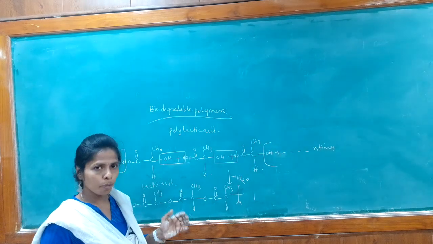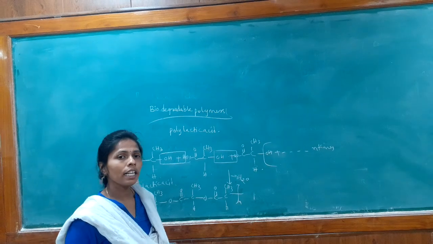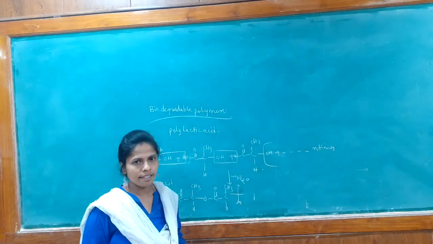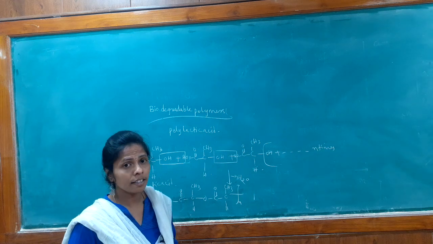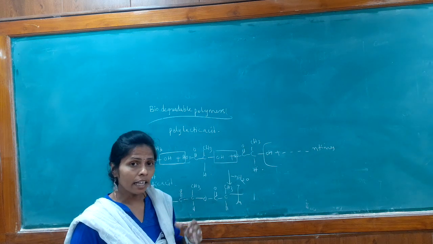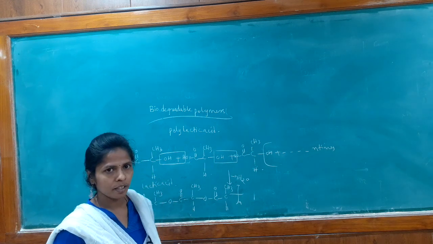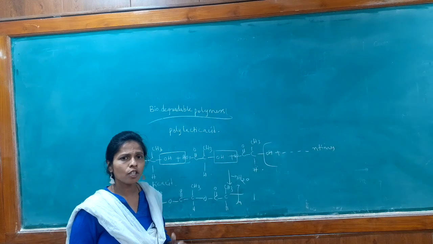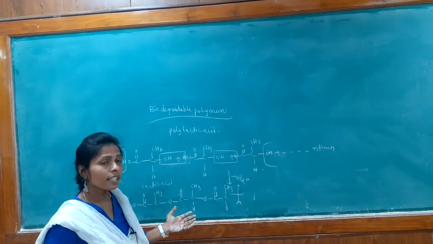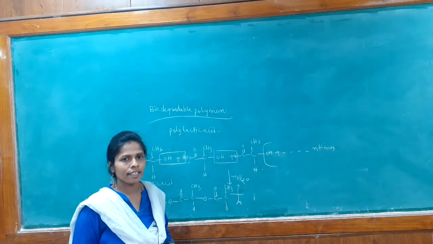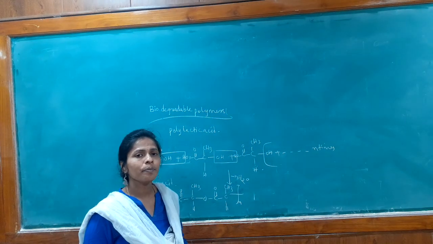Now let us see what are the properties and applications of polylactic acid. Polylactic acid is also highly resistant to the atmosphere, highly resistant to water, highly resistant to corrosion, and highly resistant to oxygen, ozone, and sunlight. So these are the general properties of polymers like polylactic acid. Now let us see the applications of polylactic acid. There are very interesting applications.